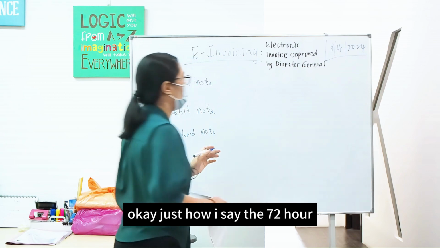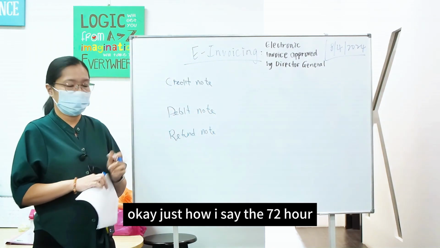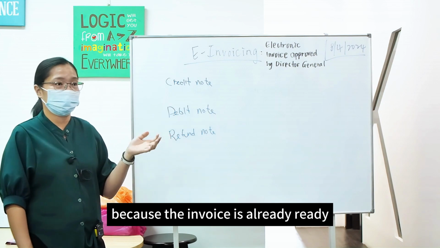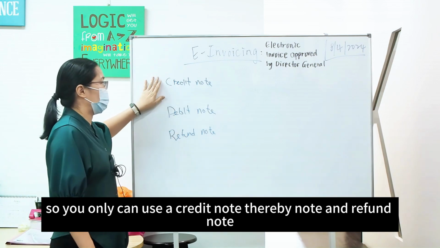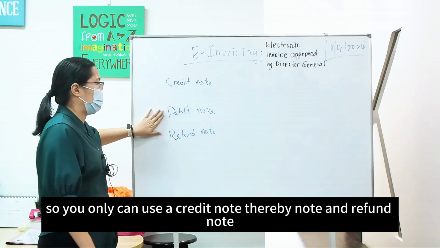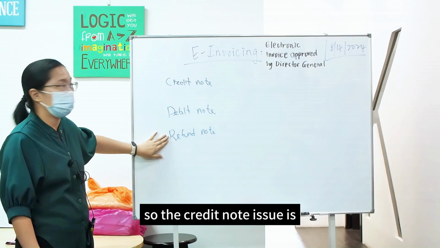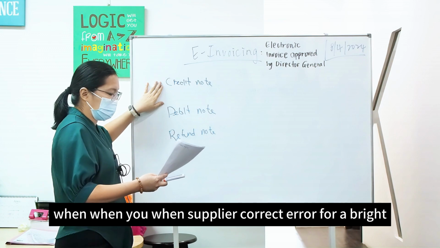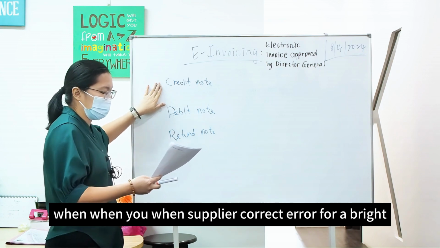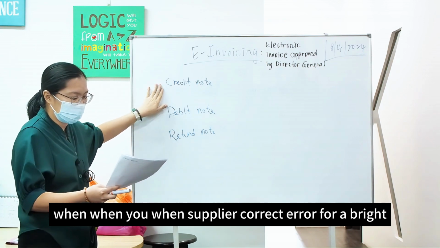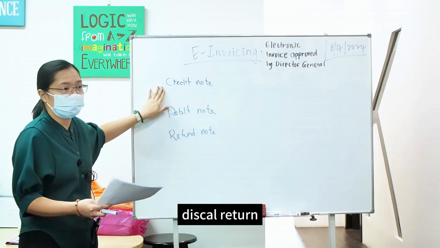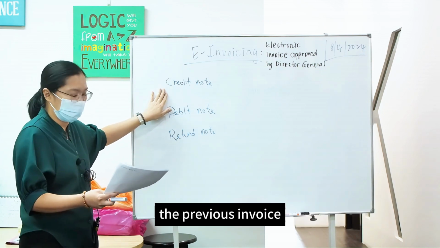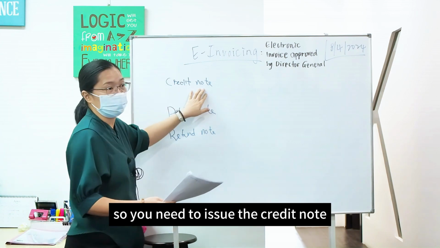Okay, just like I said, after the 72 hours you cannot cancel the invoice because the invoice is already ready. So you can use the credit note, debit note, and refund note. The credit note is used when the supplier corrects an error, applies a discount, or the previous e-invoice is returned.